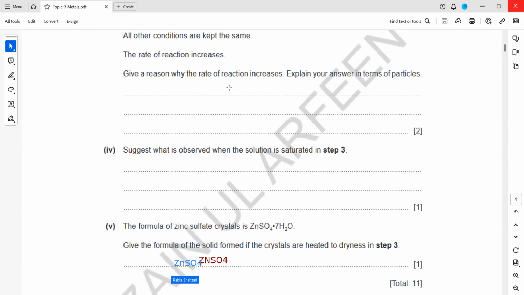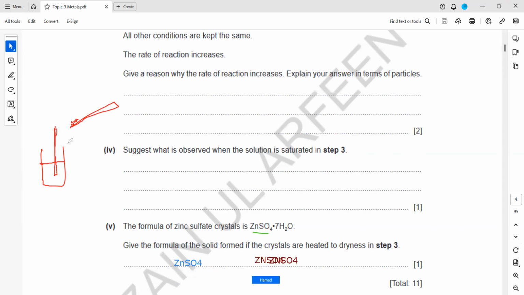Whenever a hot solution starts to saturate, how can we test? For example, if there was a question, how can we test that the solution is a saturated solution? The normal test for that is we take a glass rod and dip it in the solution. If solid is formed on the glass rod, it means the solution is saturated. Give a formula for the heated dryness in step 3. So the water of crystallization will be lost and we will have anhydrous zinc sulfate.